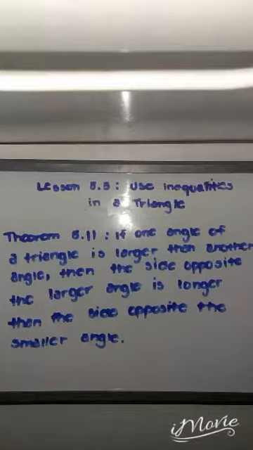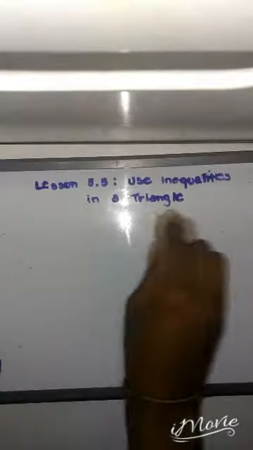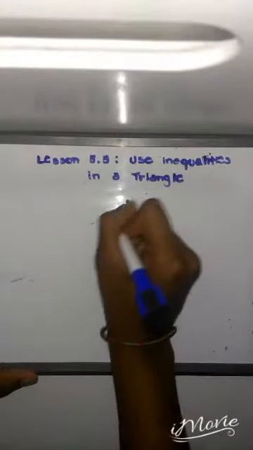Our second theorem is theorem 5.11, and it's basically the opposite of Theorem 5.10. It states that if one angle of a triangle is larger than the other angle, then the side opposite the larger angle is longer than the side opposite the smaller angle. Here's what I mean. To further explain what I mean, let's use triangle XYZ.